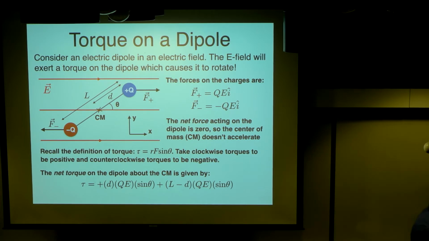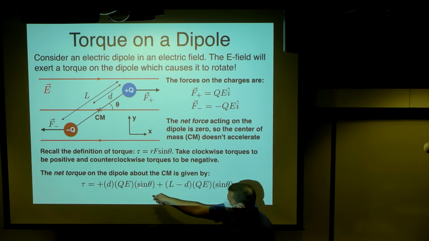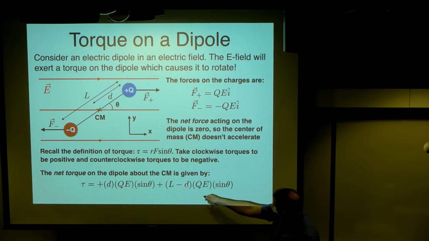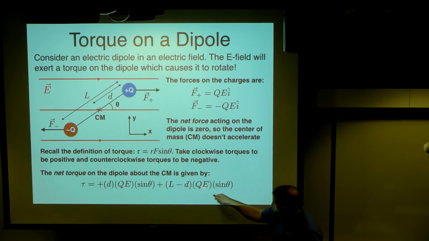And we can clean this up just a little bit, right? For example, I have d Q E sine theta here, positive. But over here, if you distribute this minus d along with these other terms, you have minus d Q E sine theta. So basically, this term here cancels with this term here. And the only thing you're left with is L times Q times E times sine of theta.